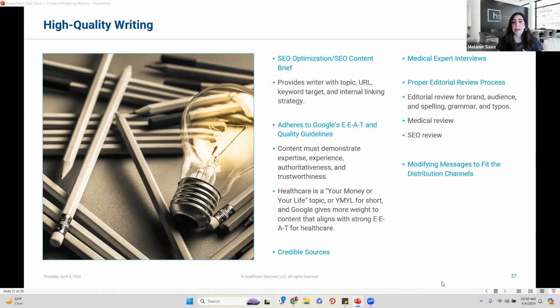All of these are areas that we work on internally to ensure that the copy meets all of these. And next, credible sources. Again, linking to credible sources, writing from credible sources, all of that matters. The medical expert interviews. Again, we'll have a blog post about this, but interviewing them, incorporating them properly, the proper editorial review process.